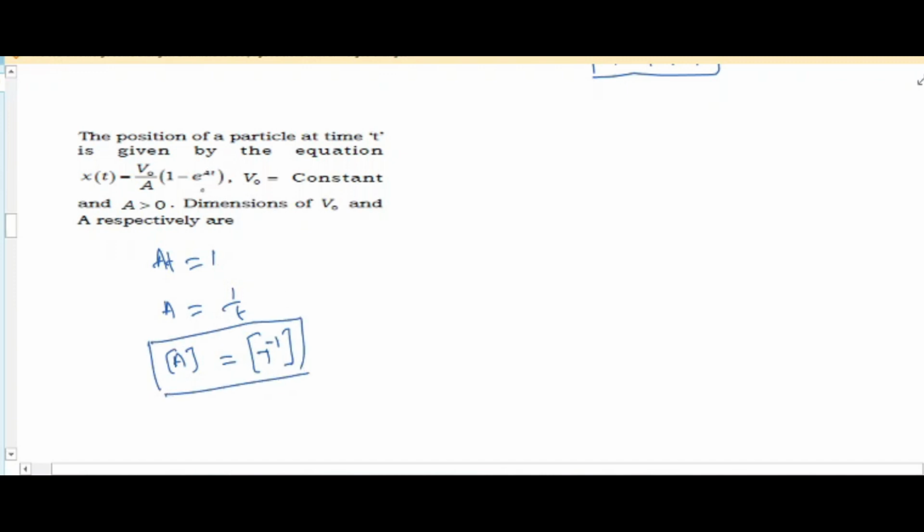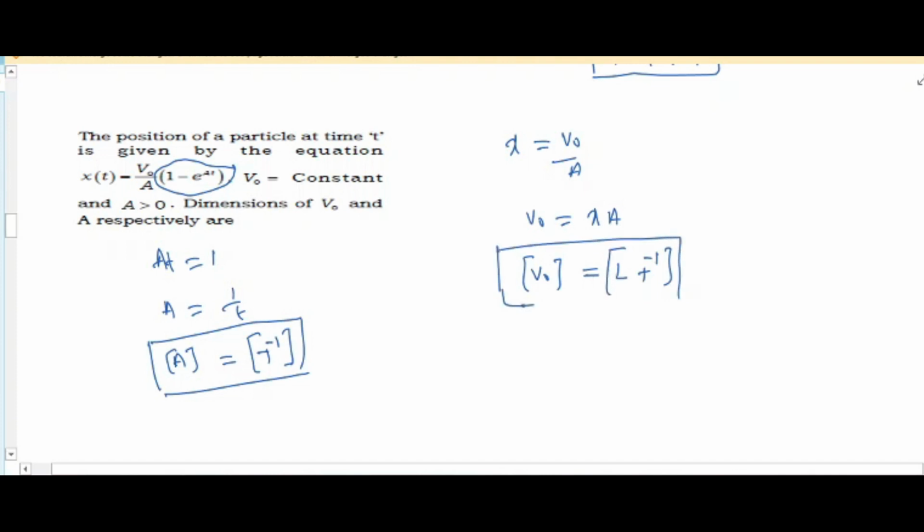This becomes dimensionless. Therefore, according to the principle of homogeneity, x is equal to v naught by a. Therefore, v naught is equal to x into a. Therefore, the dimensional formula for v naught is: x is position, L, a is t to the power of minus 1. Therefore, this is the dimension of v naught.